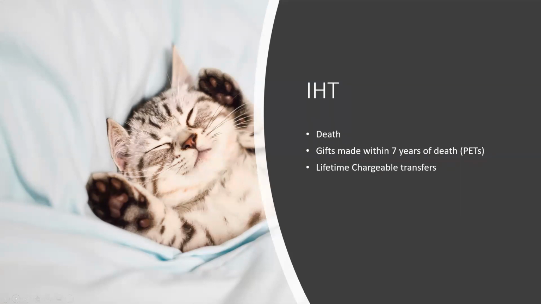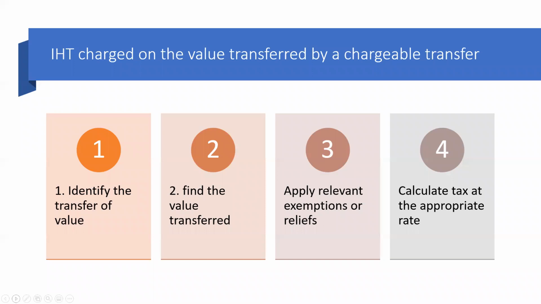And for inheritance tax, there's basically just a 4-stage process that you have to go through. So you have to identify the transfer of value, find the value transferred, apply any relevant exemptions or reliefs, and then calculate tax at the appropriate rate. So it doesn't sound too difficult.